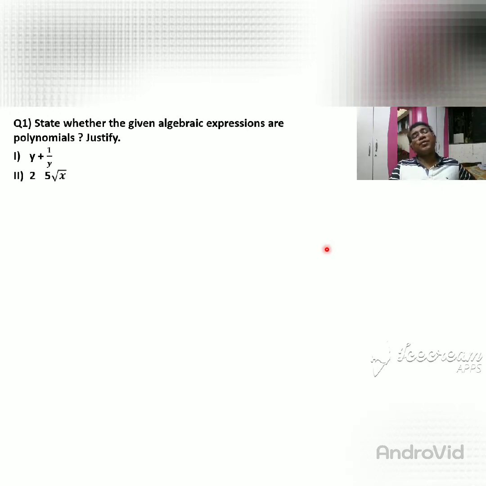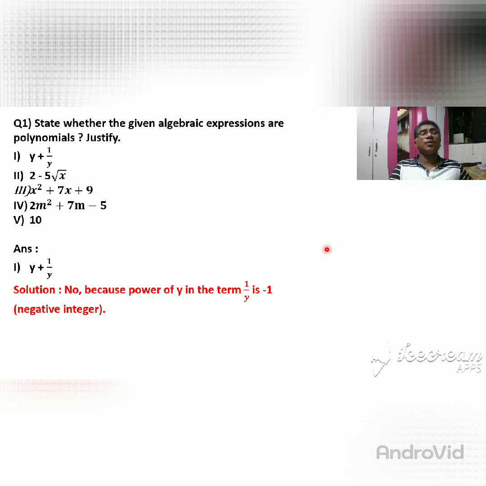Practice set 3.1. In practice set 3.1, we are going to start with problem number 1. What is problem number 1? State whether the given algebraic expressions are polynomials or non-polynomials. That you want to find out. So first we write the problems and then we solve them one by one. So see, this is y plus 1 upon y. So that is written here for understanding.